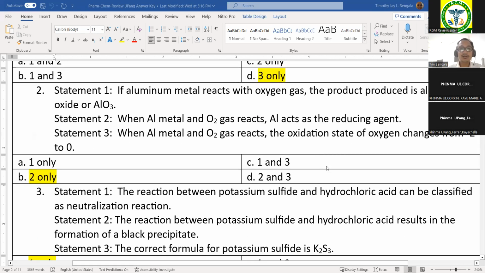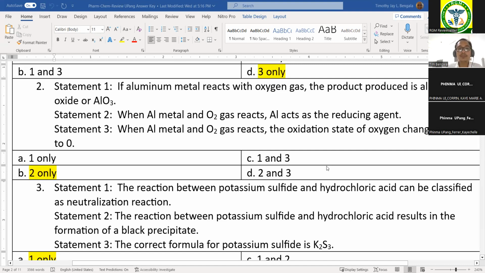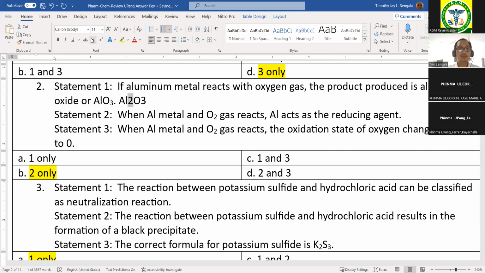For question number 2, statement 1, this is the reaction of aluminum metal with oxygen gas. The product is aluminum oxide. It is correct that the product is called aluminum oxide, but the chemical formula and charges are incorrect. It should be Al2O3. Oxygen has a charge of -2 and aluminum has a charge of +3, so if you cross multiply them, these are the corresponding subscripts. So statement 1 is incorrect.